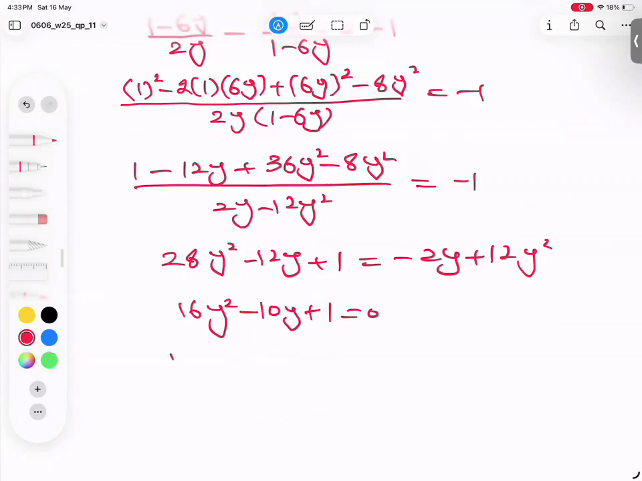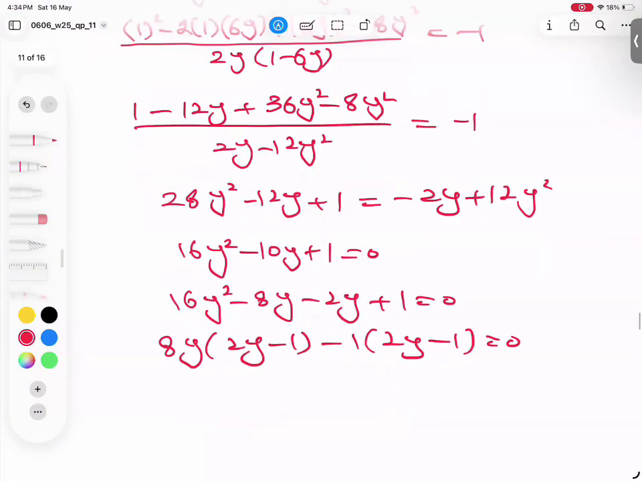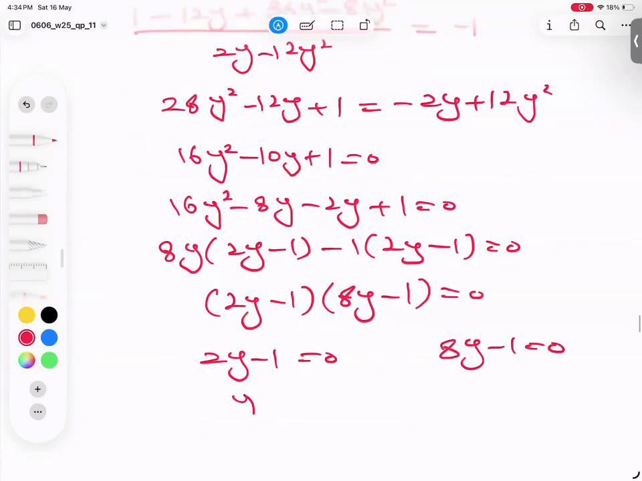Now, 16, 1 is 16. 8, 2 is 16. So 8y common out, I got 2y minus 1, negative 1 common, 2y minus 1 is equal to 0. I'm getting 2y minus 1 and 8y minus 1 is equal to 0. One goes there and 2 divides, and 1 goes there and 8 divides. Clear?